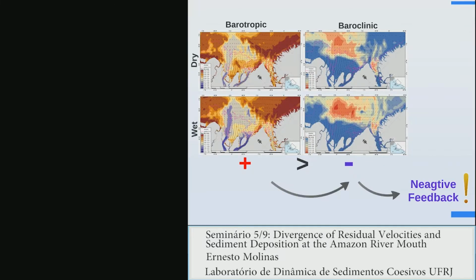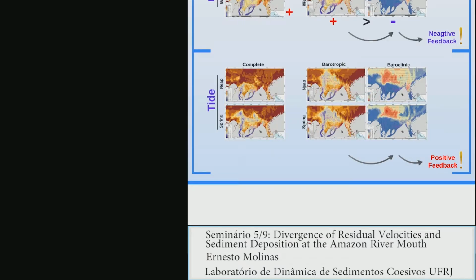When we go to the comparison between neap and spring tides, the difference in residual velocity intensity is much higher, because both components are changing in the same way. The barotropic component is stronger during spring tides, and also the shoreward baroclinic component is less intense. So we have a positive feedback between these two components.